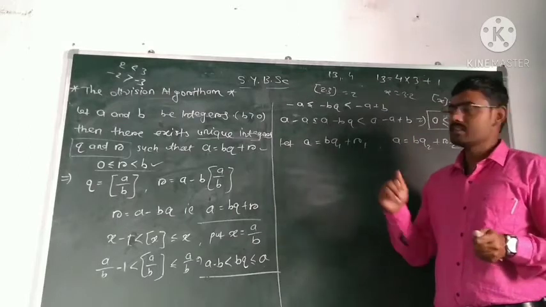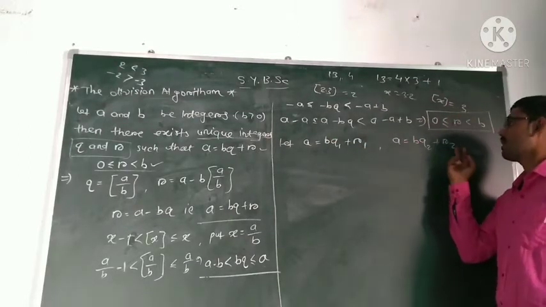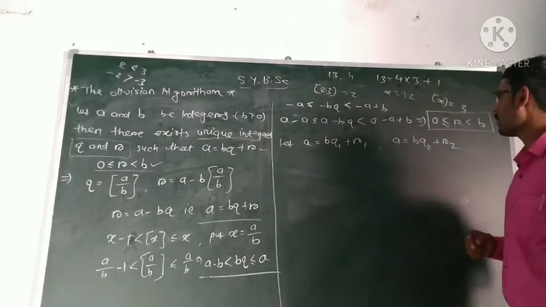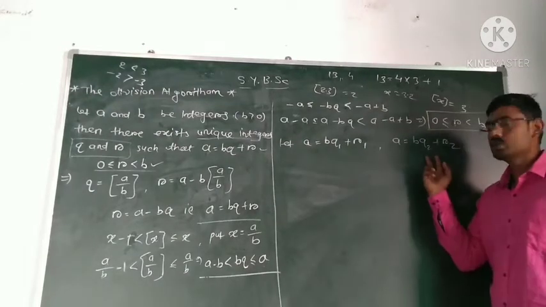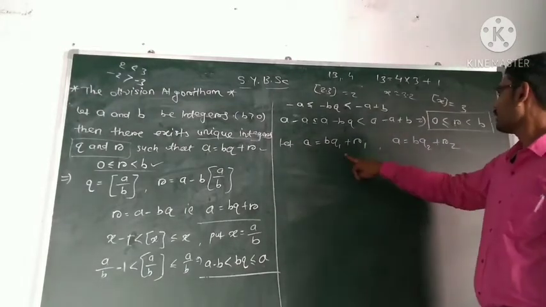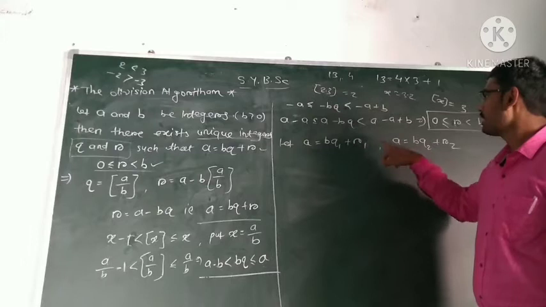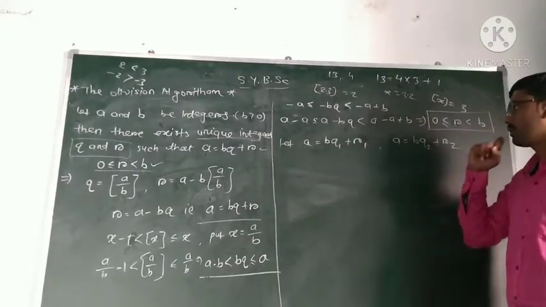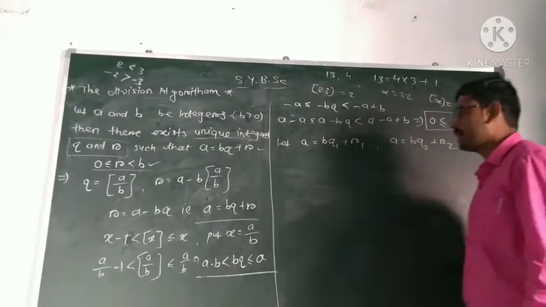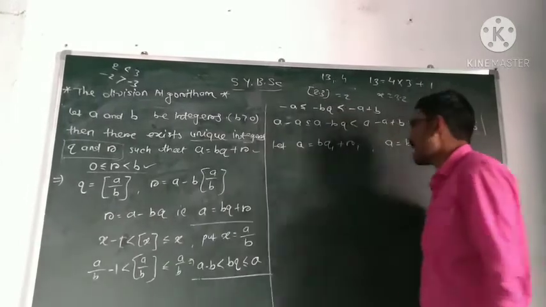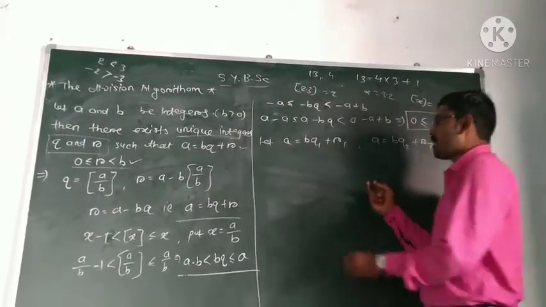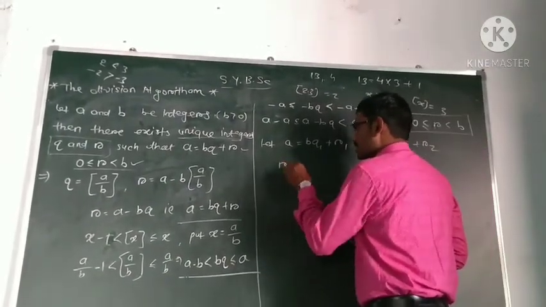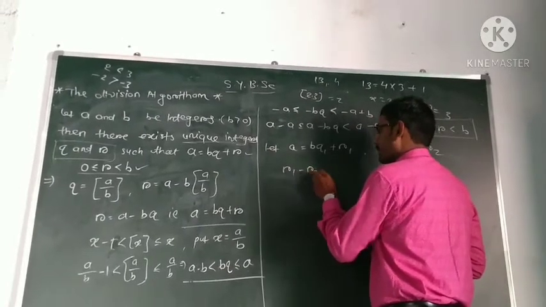Suppose they exist. Now this is the value of A, and this is also the value of A. Now we have to show that Q1 is equal to Q2 and R1 is equal to R2. So we will take the difference between R1 and R2: R1 minus R2.